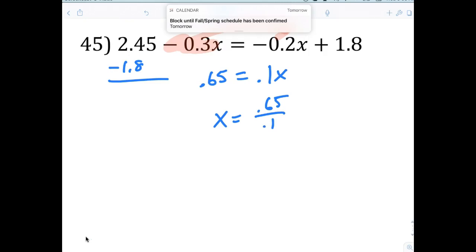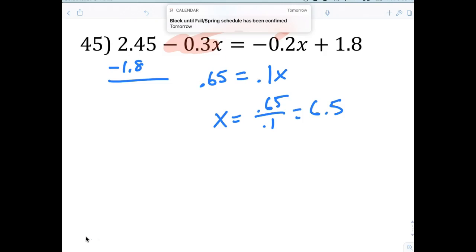Move the decimal over once, correct? So if you move the decimal over once, it would just be 6.5. Everybody happy with that? All right. Because our problem is in decimals, is it okay to work with decimals? Yeah. So 6.5. All right.